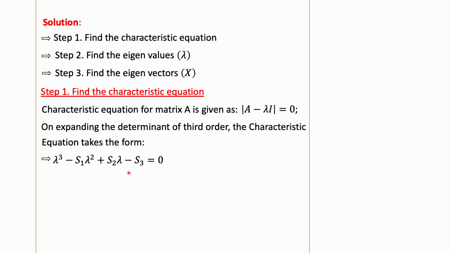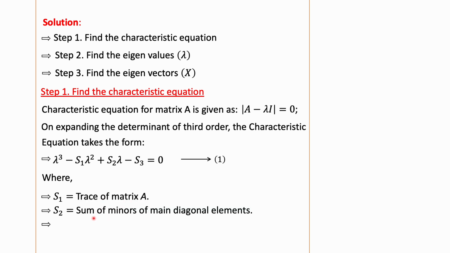Okay. So this equation I recommend for all of you to use whenever you have a problem in third order. Okay. So this is an easy method. I'll take this equation as equation number 1, where S1 is the trace of matrix A, S2 is the sum of minors of main diagonal elements, S3 is equal to the determinant of matrix A. So let us find now the values of S1, S2 and S3.